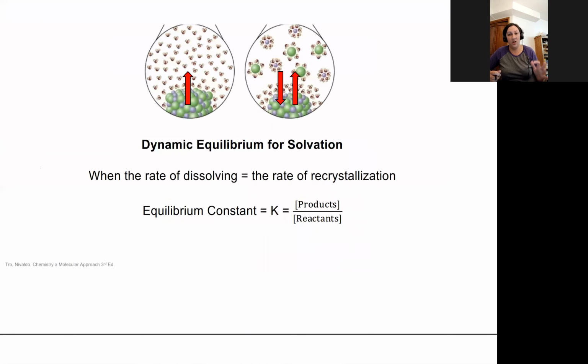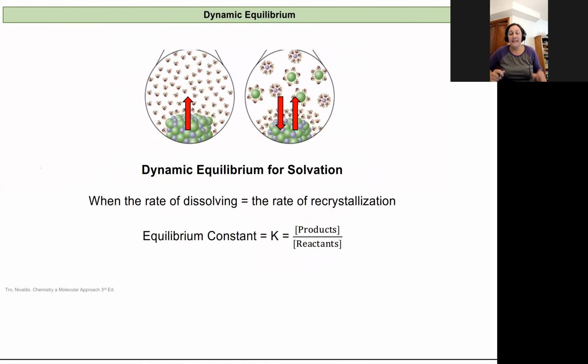Just to refresh on equilibrium, dynamic equilibrium is when you have either a chemical reaction where the rate of the forward and reverse reaction are the same, or if you're looking at a physical transformation like evaporation, you're at dynamic equilibrium when the rate of evaporation is equal to the rate of condensation.